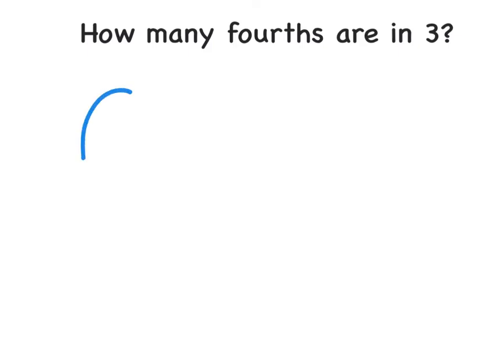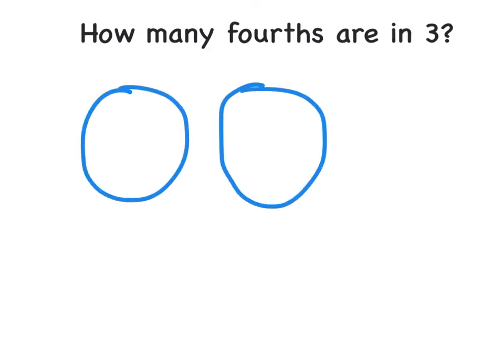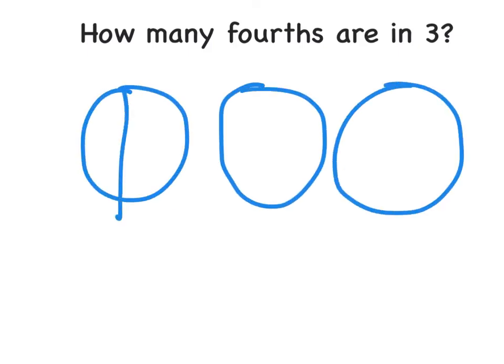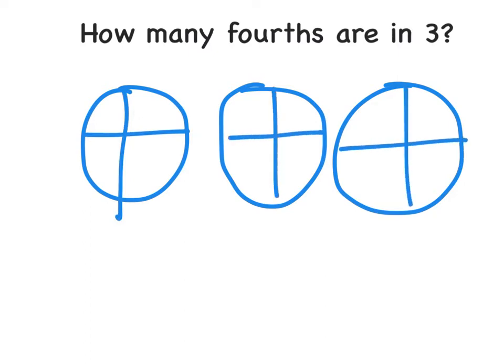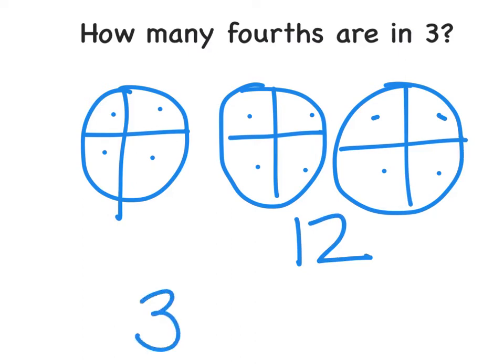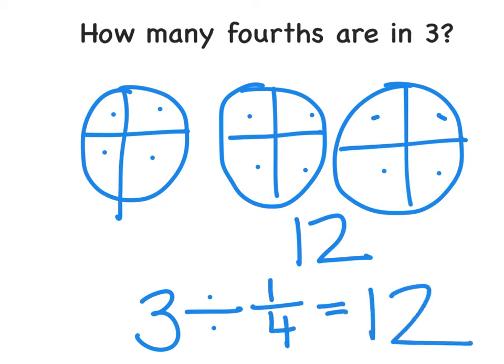So here are my 3 circles, okay? And I'm splitting it into very unequal, but fourths. And let's count. 1, 2, 3, 4, 5, 6, 7, 8, 9, 10, 11, 12. So there are 12 fourths in 3. The problem we just did is 3 wholes divided into fourths, which we said is 12.